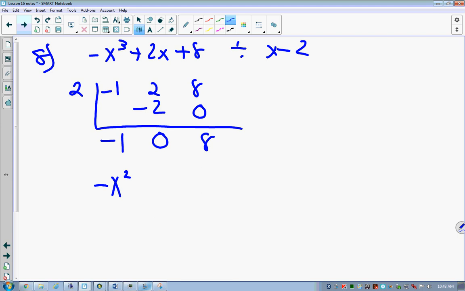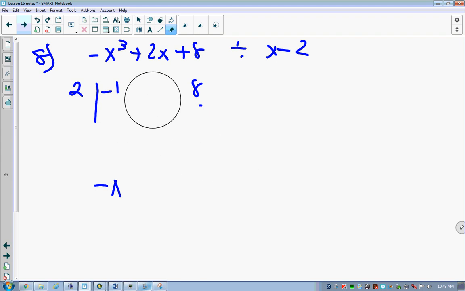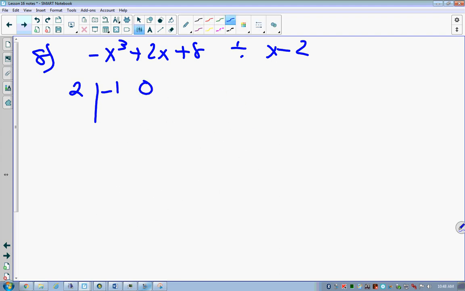Let's see. Did I do something wrong? Let me look in here. Oh, yeah, you're right. Okay, good job. Because there's no x squared, we put a 0, and then there's a 2, and then there's an 8. Okay, let's try this again.